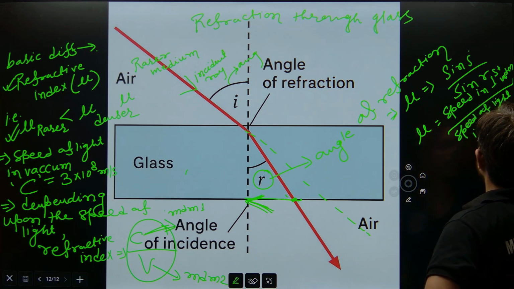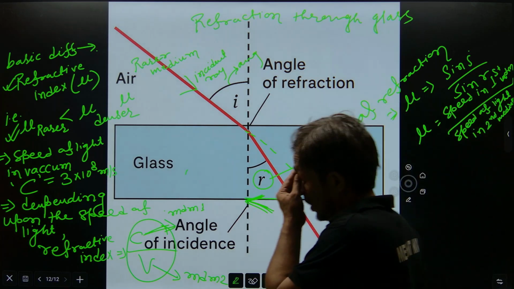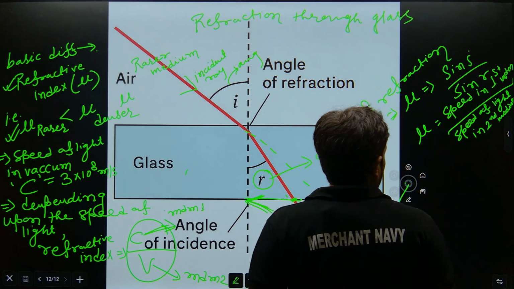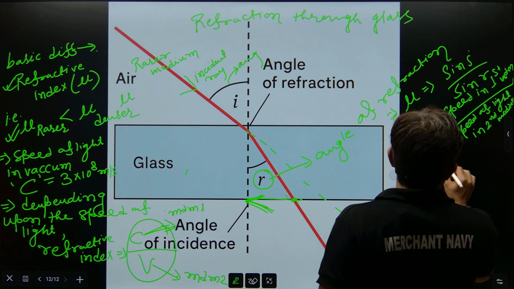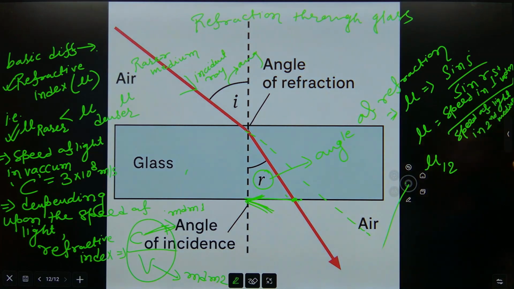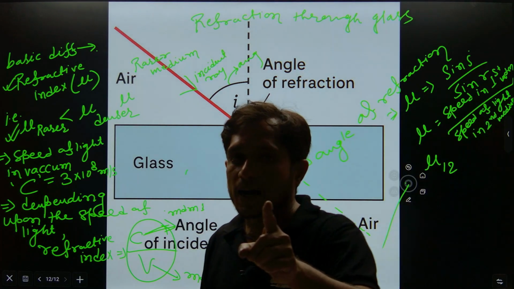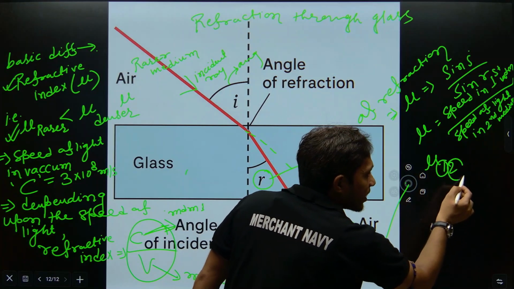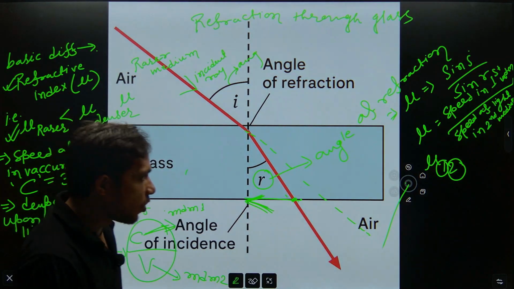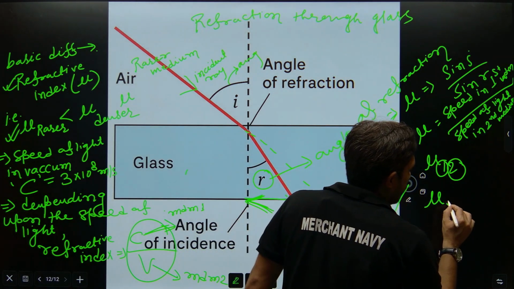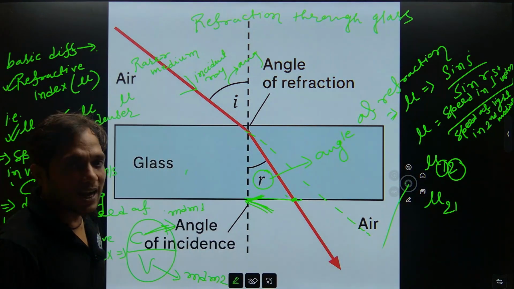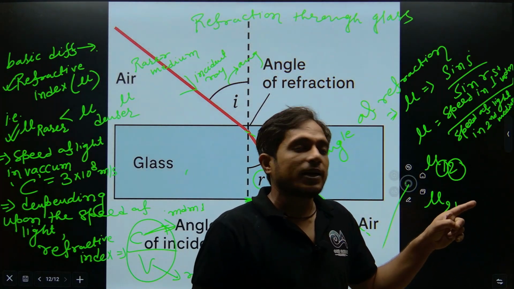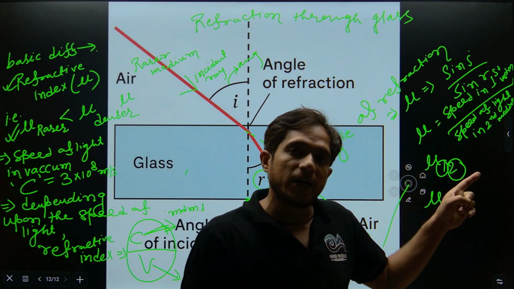Second medium. This is also a refractive index. Now, when we write mu with respect to 1 of 2, what does that mean? A ray of light coming from the first medium and passing through the second medium. When we write mu 2 of 1, that means a ray of light coming from the second medium and passing through the first medium.